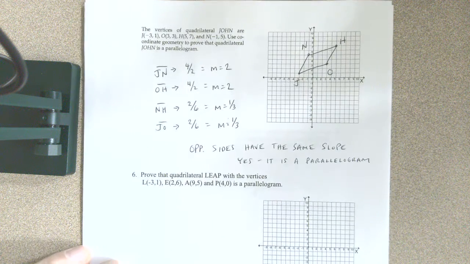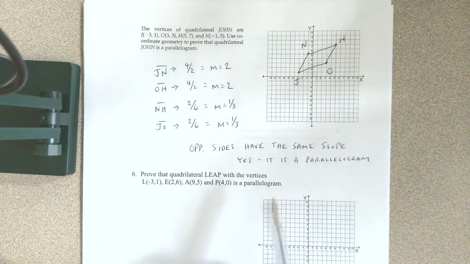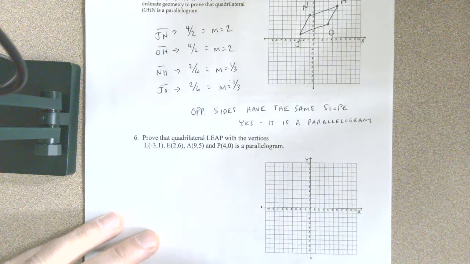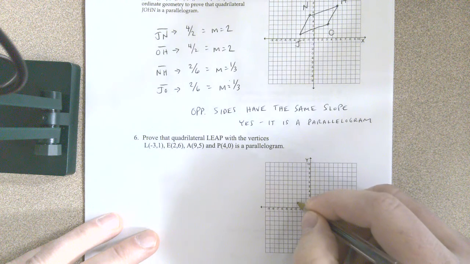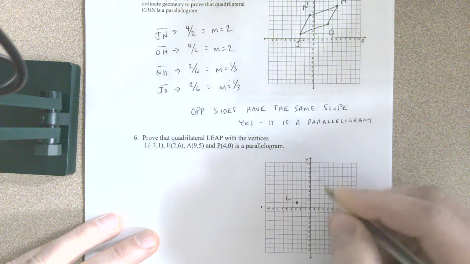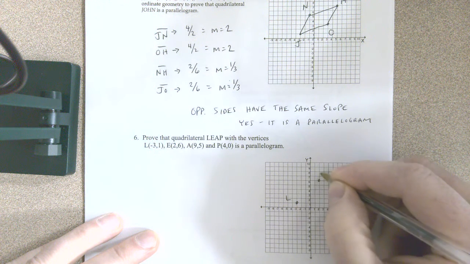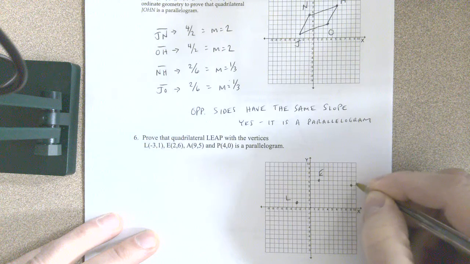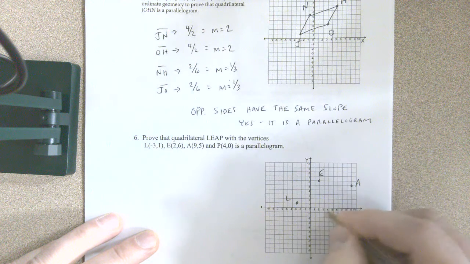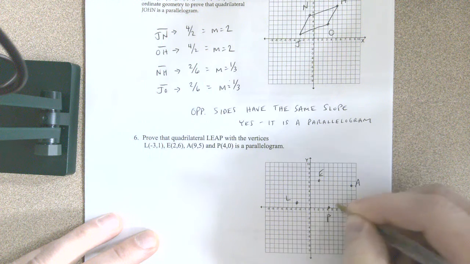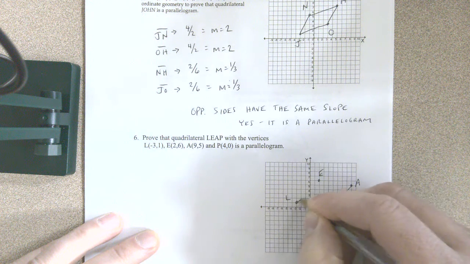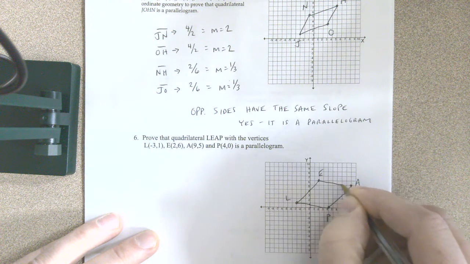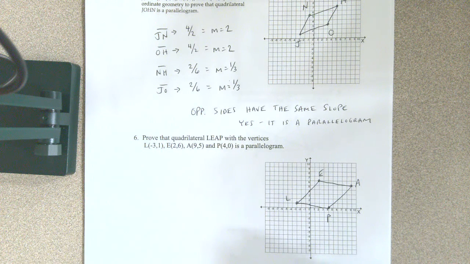The second one, they want us to plot the points L, E, A, and P, and again, prove or disprove that it's a parallelogram. So I'm going to plot my points: (-3, 1), that's L, (2, 6), that's E, A is (9, 5), and P is (4, 0). So again, I connect my dots. Again, I'm going to go ahead and check my slope.